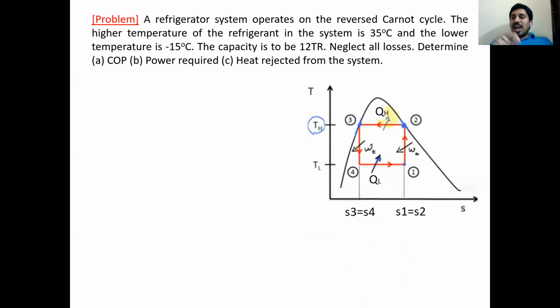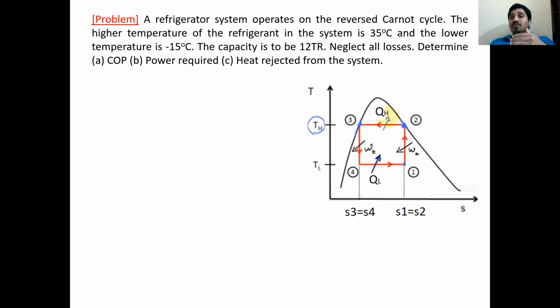1 to 2 is isentropic compression, 2 to 3 is constant temperature heat rejection, 3 to 4 is isentropic expansion, and 4 to 1 is constant temperature heat addition. The heat addition from the cooled space to the refrigerator system is mentioned as QL. QL means heat added to the refrigerated system, or heat supplied to the system; cooling capacity and refrigerating effect are all the same. So QL is equal to the refrigerating effect or cooling effect.